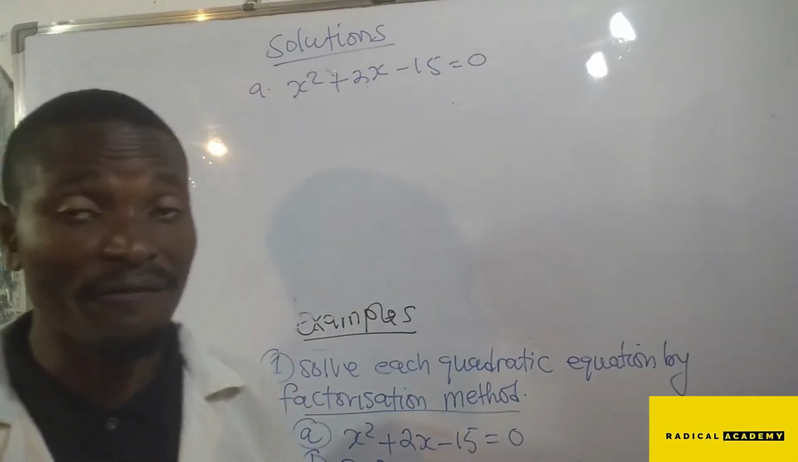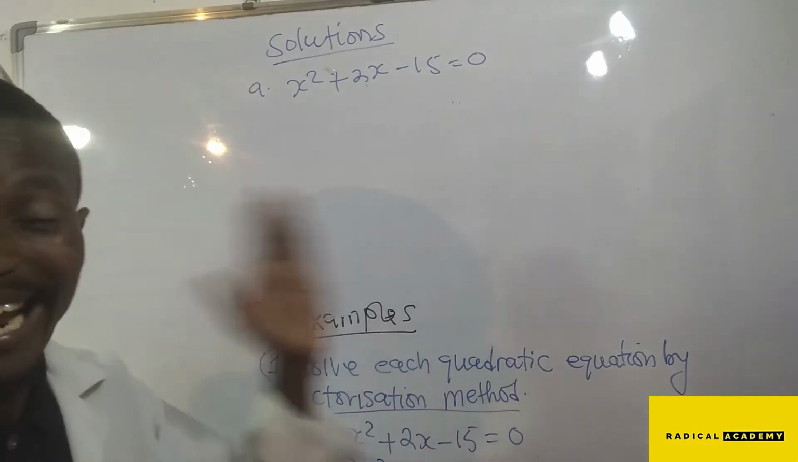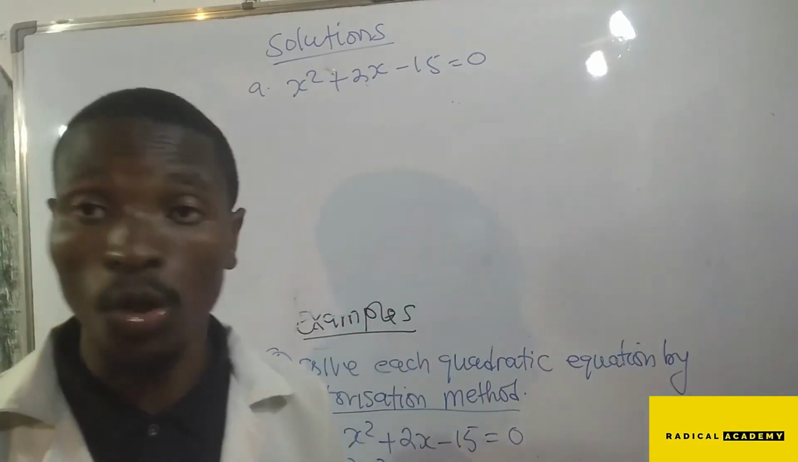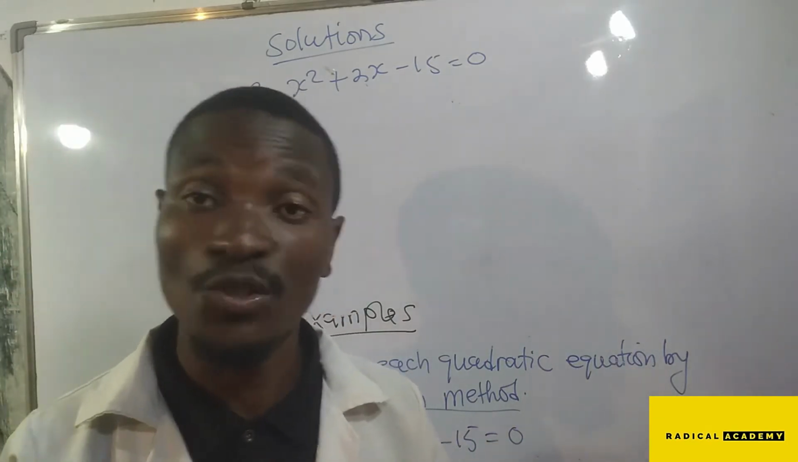So now, the first example which you have written just up there is x squared plus 2x minus 15 equals 0. The first key in understanding the factorization method is to do the following.